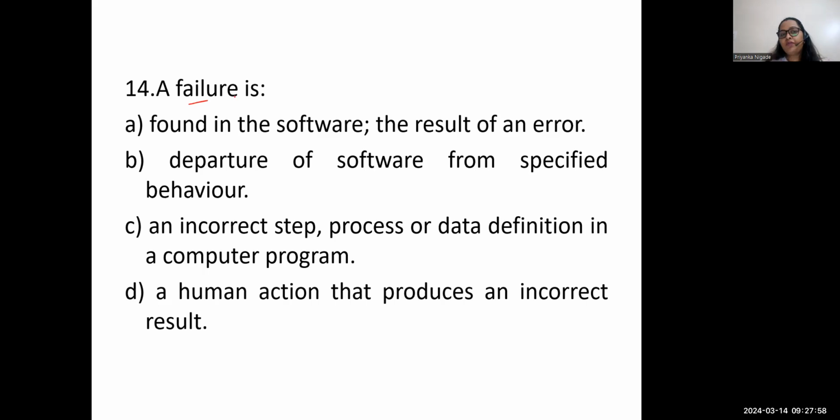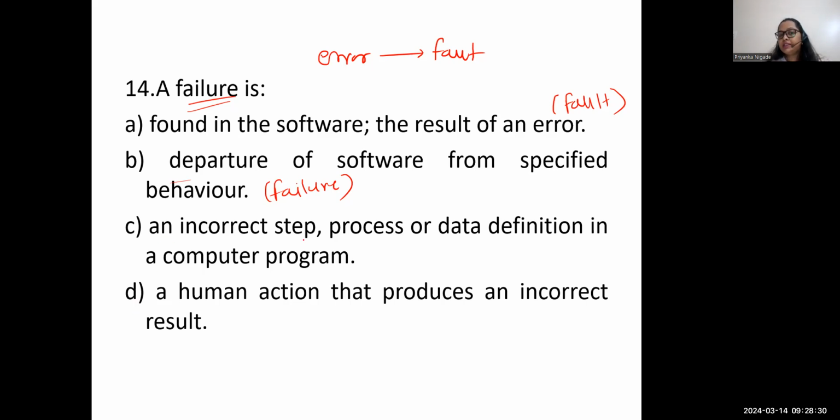Here the question is asked for failure, right? When we talk about the first option, found in the software as a result of error. So guys, error always causes fault. So that's not a failure. This is a definition for fault. Second, departure of software from specified behavior. Departure of software means deviation of the software from specified behavior. So that is actually the concept of failure. Let me check the other options too.